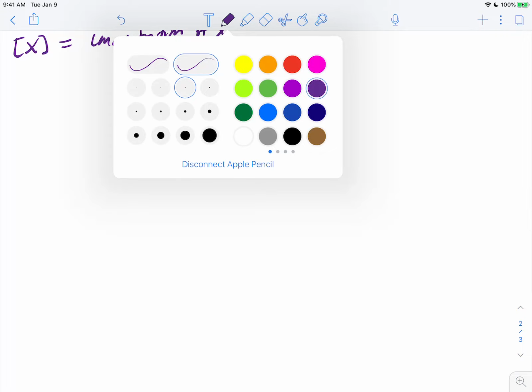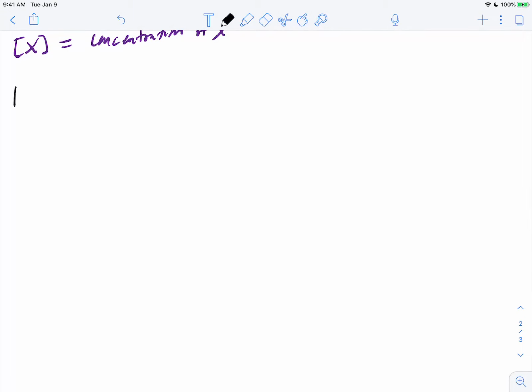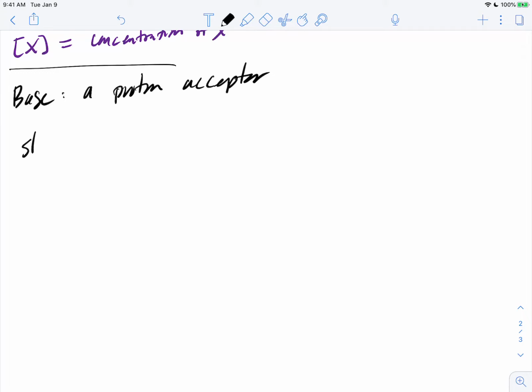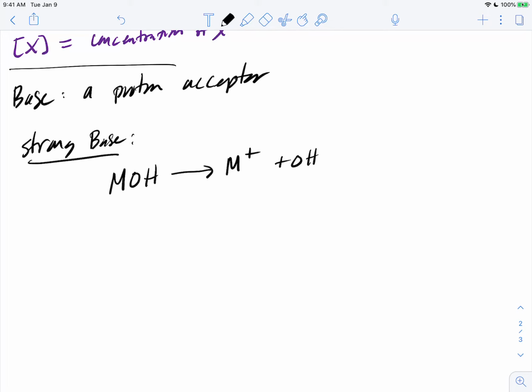So we can talk about bases as well. Bases are also going to be in 2 flavors, strong and weak. Defining a base in terms of the Bronsted-Lowry definition, we call a base a proton acceptor. Now, a lot of bases have the hydroxide, but not all. And so there are 2 types of base. The first one that we see is a strong base. A strong base almost always, in this class always, will be with a hydroxide. And a hydroxide is always paired with a metal. So we have MOH goes to form, again, single arrow showing that it's strong, M plus OH minus.